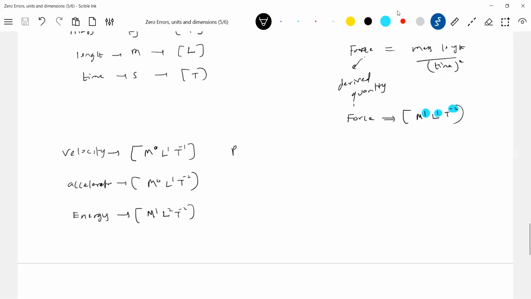Next, power. Power is what? Energy by time. We define it like this, no? Average power, better you go for. Sir, is it instantaneous or average? No, no, we are bothered only about the dimensions, not about your definition here. So energy by time: this will be M1, L square, T minus 3.